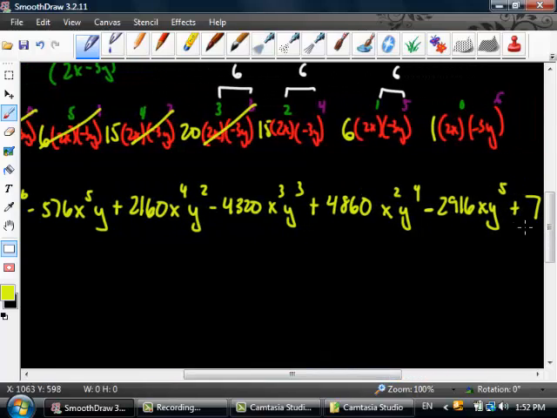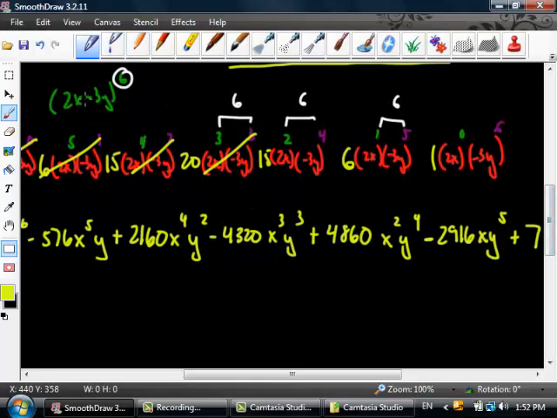Notice how when you have a subtraction sign, the signs alternate.